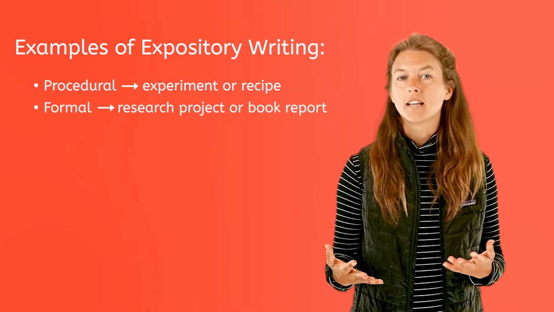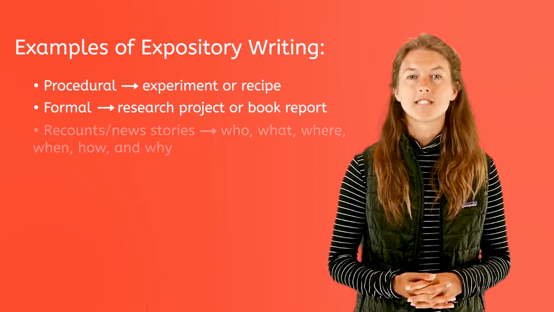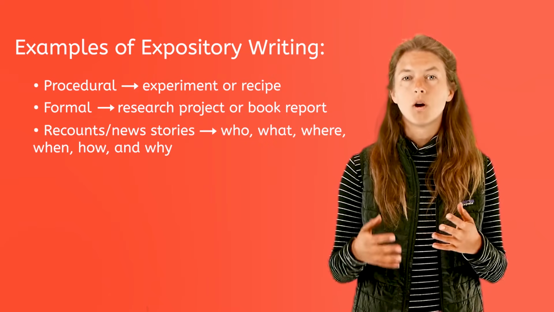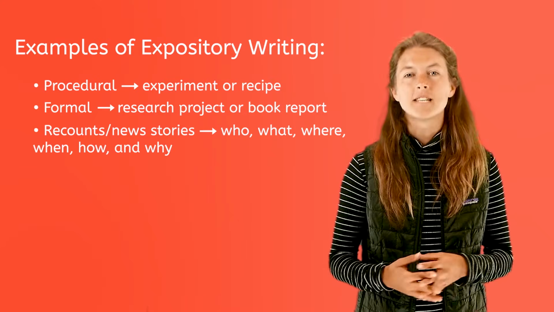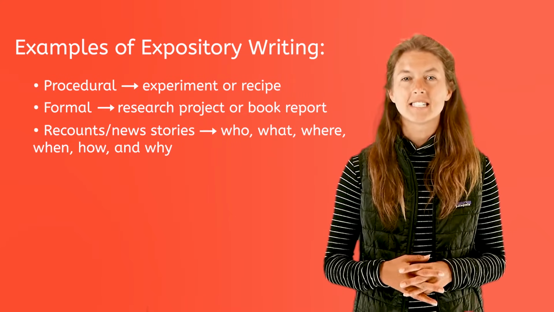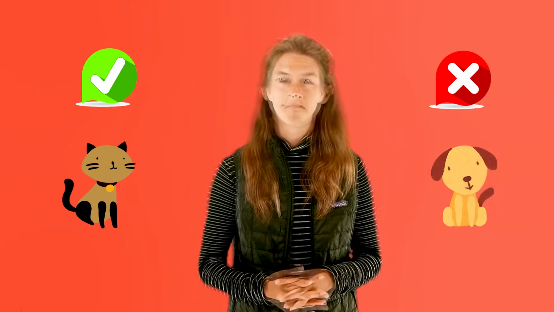Some are written formally, like a research project or book report. And some are recounts, like news stories with details of who, what, where, when, how, and sometimes why, facts. Some types of expository writing are intended to compare and contrast 2 different things. For example, you might make a list of pros and cons, or positive and negative reasons for owning a cat versus a dog. No matter what you write in this category, remember to keep your personal feelings or opinions out of it and stick to the facts.